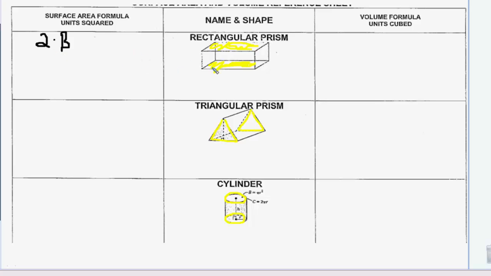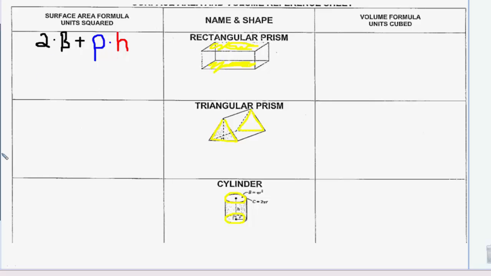So this is saying they want you to take the area of your base, which we know how to find, the area of this shape down here, or this shape here, or this shape here. If you find the area of this and multiply it by 2, that's going to give you the first part of your surface area. Okay? Then we're going to do plus the perimeter of the base, so that's P. So you're going to look at this base and find the distance around, the perimeter, times the height of the entire 3D shape.